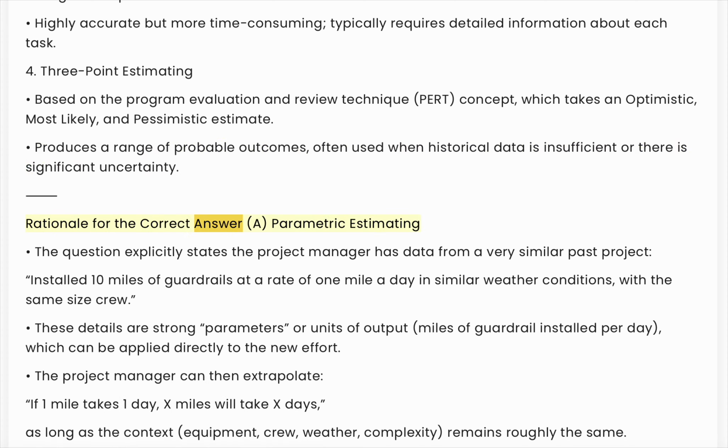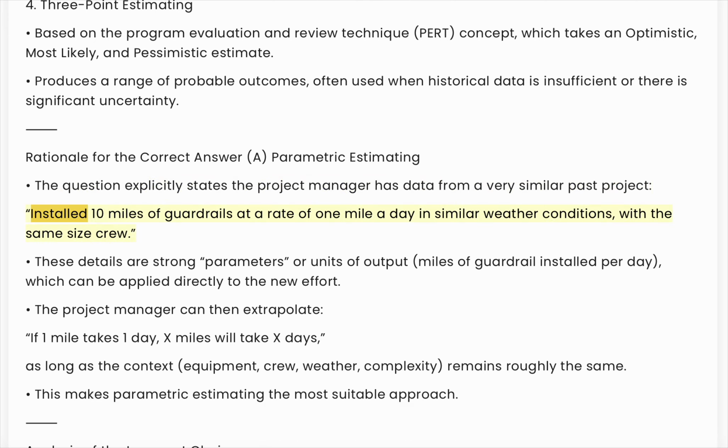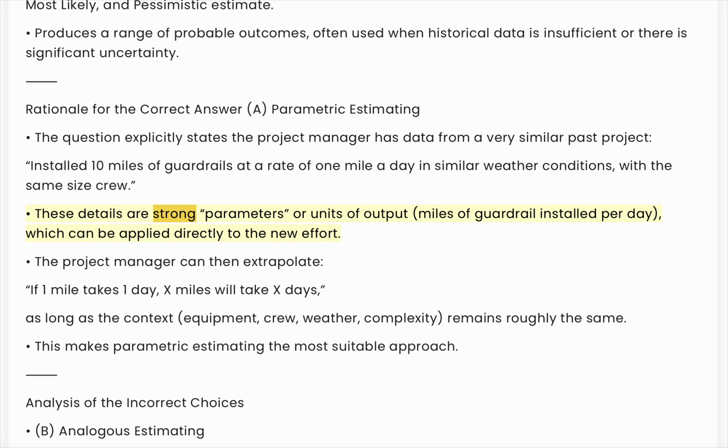Rationale for the correct answer. A. Parametric estimating. The question explicitly states the project manager has data from a very similar past project: installed 10 miles of guardrails at a rate of 1 mile a day in similar weather conditions, with the same size crew. These details are strong parameters or units of output, miles of guardrail installed per day, which can be applied directly to the new effort.